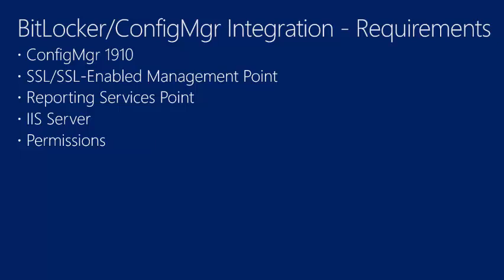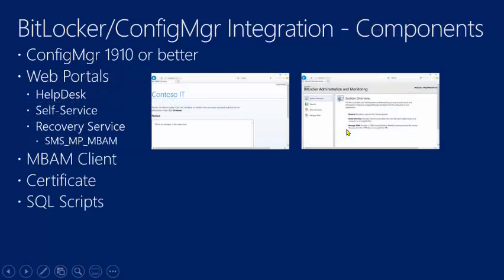Okay, so the reporting services point, if you want to leverage the reports that are available for BitLocker, and you likely do. You will need an IIS server, both for hosting the recovery point, that will go on your management points, all of your management points will likely have that, and then you'll have the self-service portal and the help desk portals. Okay. And then finally, you need sufficient permissions to be able to get everything installed.